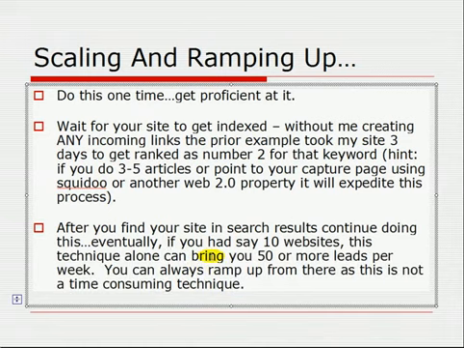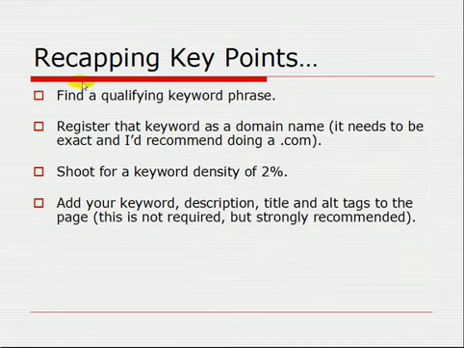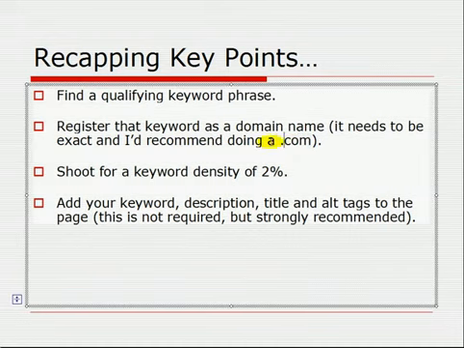Let's talk about recapping some key points here. Find a qualifying keyword phrase. Start off with just one. Remember, get really good at just one first. Register that keyword as a domain name. It needs to be exact. Okay? I would also recommend registering a top level .com, not a .net, not a .tv, not a .org, not a .ws, not a .name. None of the other extensions. Register a .com. Okay? If the domain is not available for that keyword phrase, find another keyword phrase.